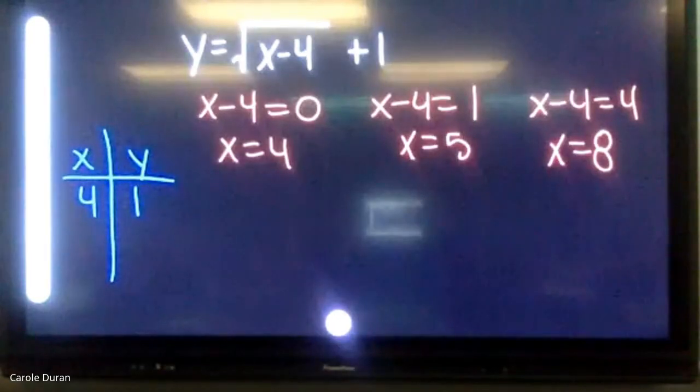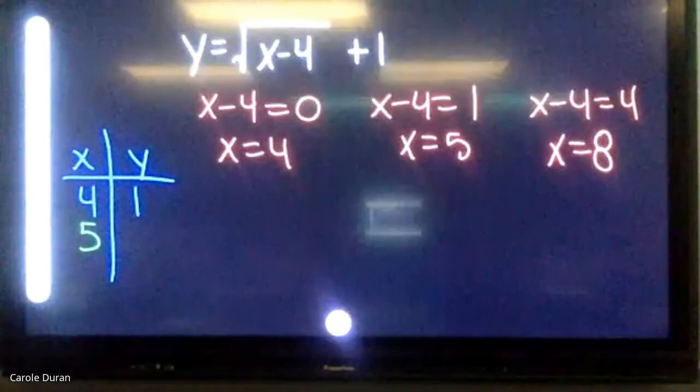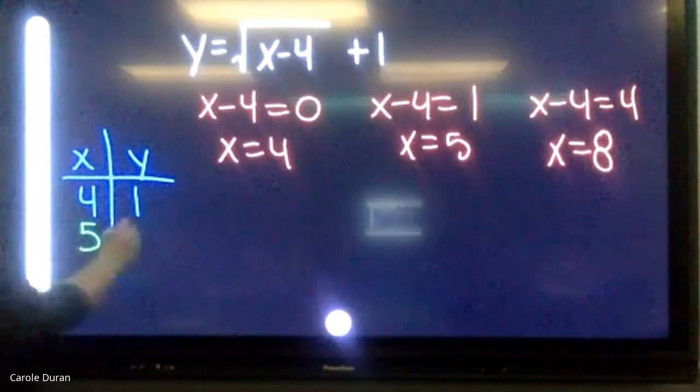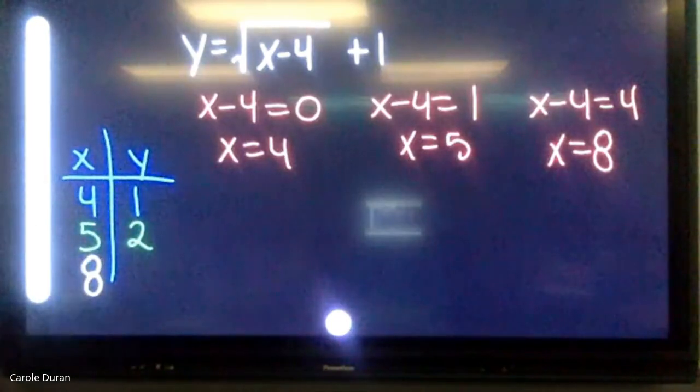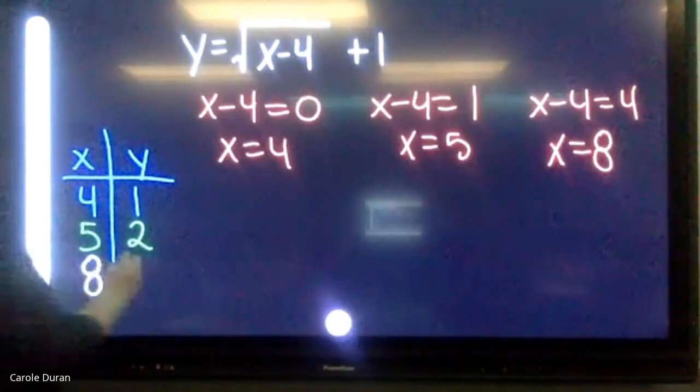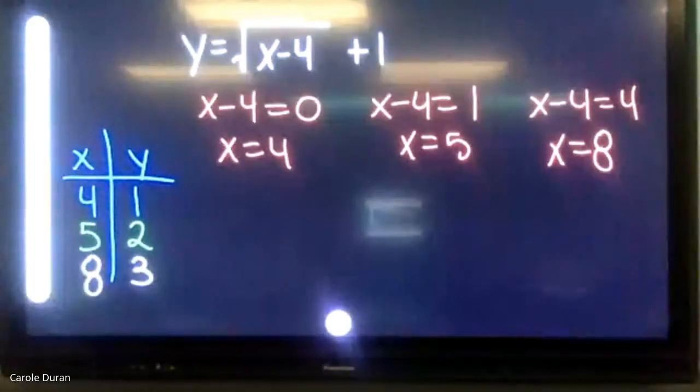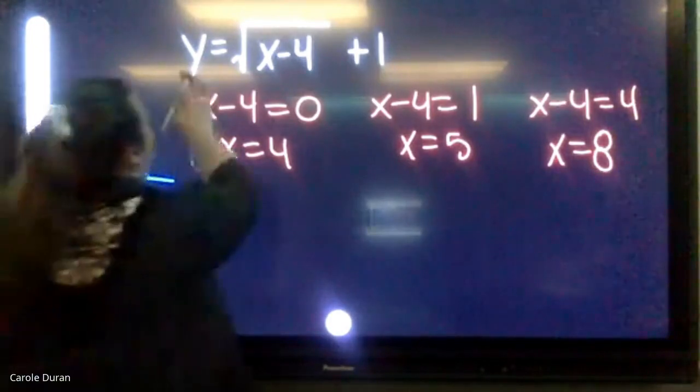What happens when I plug 5 into this? The radical is 1, and then I add 1 to it, and I get 2. And then I go ahead and plug 8 in. 8 minus 4 is 4. Square root of 4 is 2, and 2 plus 1 is 3. So yes, Camden was correct. So we get 4, 1, 5, 2, and 8, 3. Show of hands who else had these 3 points for their function. And then what's our last step, Ariana?